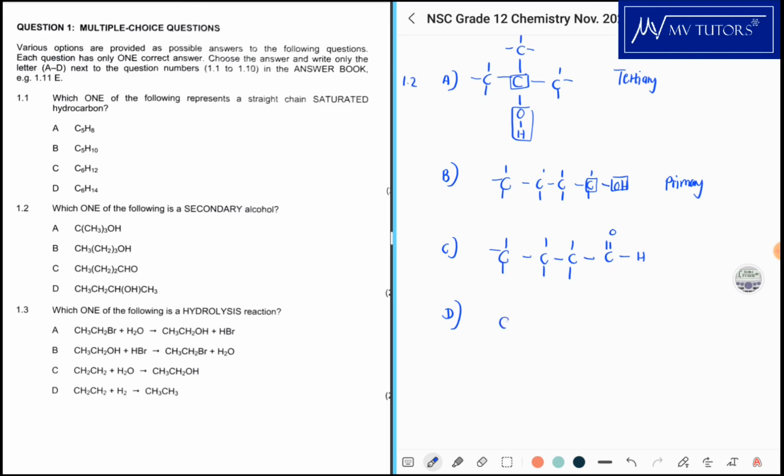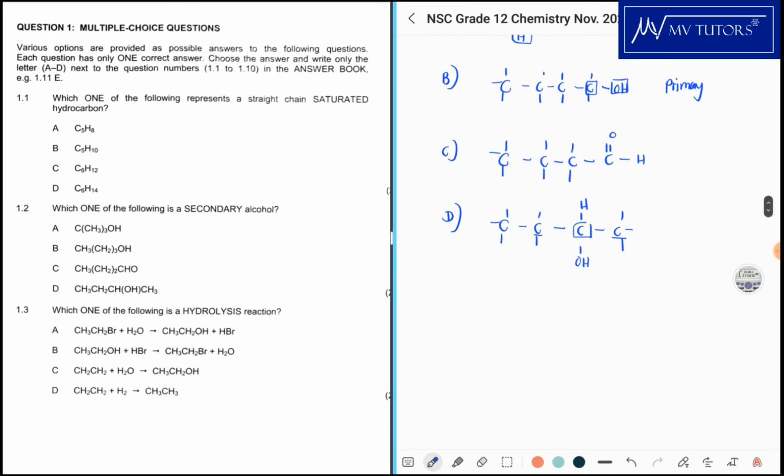Okay, so we have 1, 2, 3 hydrogens, a carbon with 2 hydrogens, then we have a carbon with 1 hydrogen and an OH group, okay, and then 3 other carbons. So you see here this carbon is attached to 2 other carbons, so this is the correct answer. Okay, D is the correct answer.